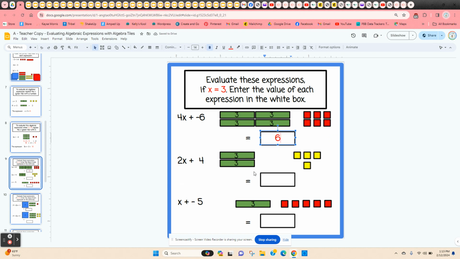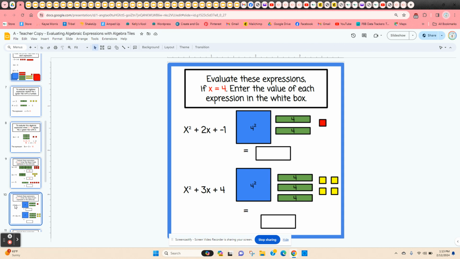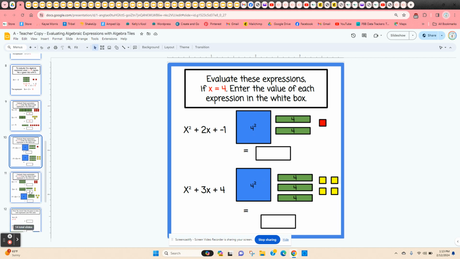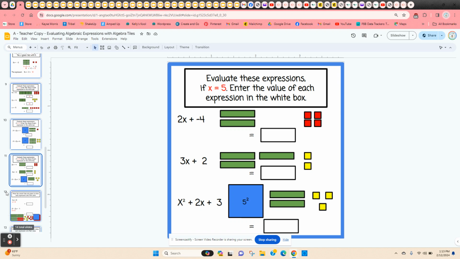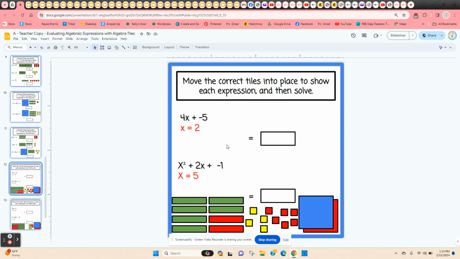2x plus 4, again, we're going to replace our x's with 3, so that would give us 6 plus 4 more would be 10. I'm going to just type that in. Same thing on the last problem. They're going to do the same thing on the next slide, except this time x is going to equal 4. So that would mean these larger pieces are going to be 4 squared. Another one they're going to evaluate when x equals 5. And then this one, they're going to move the tiles to show the expression.